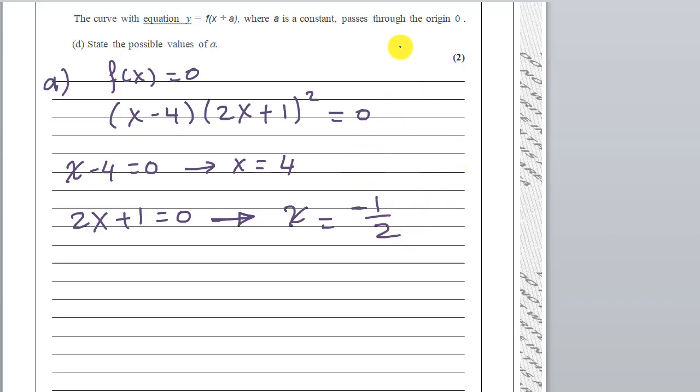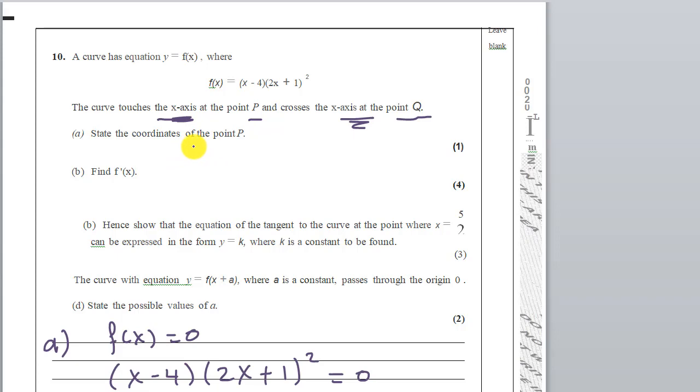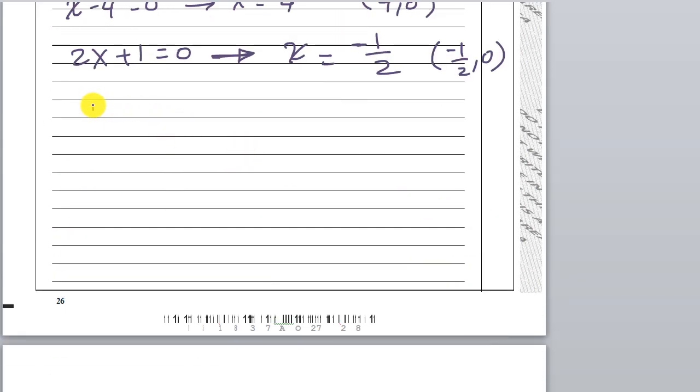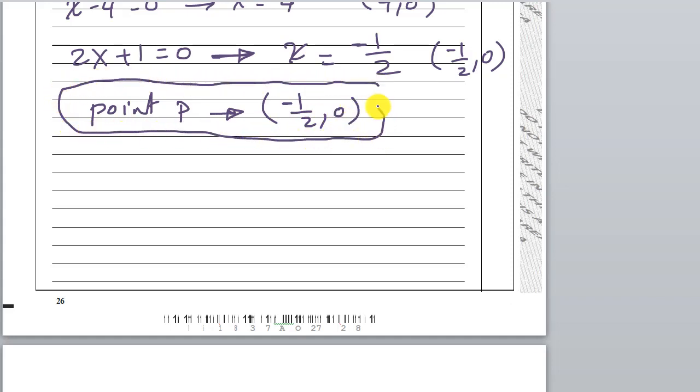Now the first point is point what? So I have 2 points now, 4 and 0, and minus half and 0. What is the first point? Now it touched first at point B. So point B coordinate will be minus half and 0. The second one is Q, which is 4 and 0.